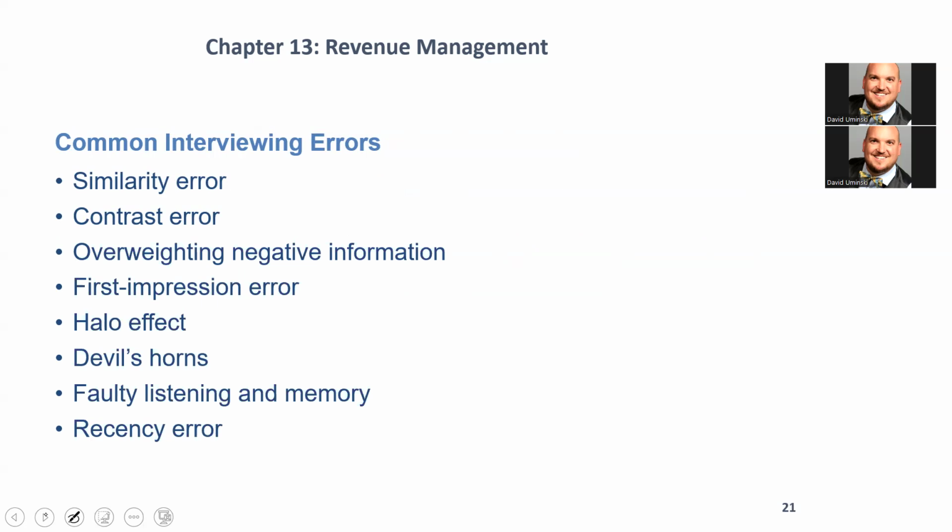Similarity effect is, oh, you went to University of Houston. I went to University of Houston. You went to St. Philip's College. I'm going to choose the University of Houston person, right? That's the similarity effect. We want to try to avoid that. We want to hire the best candidate, not necessarily the people who we have the most in common with.